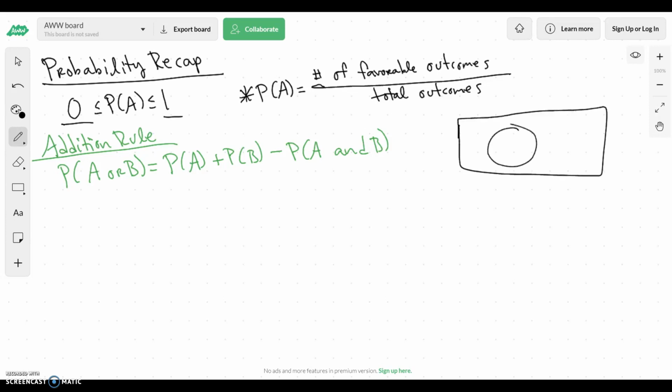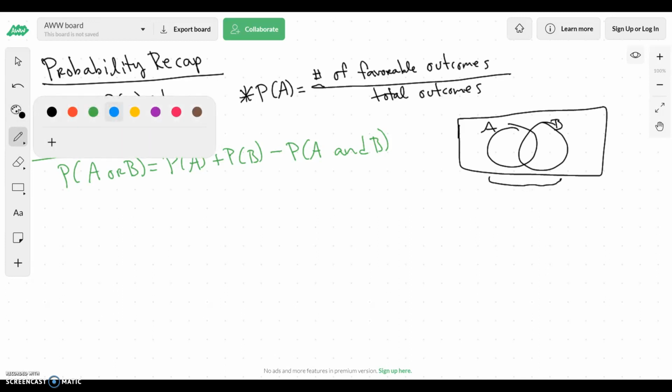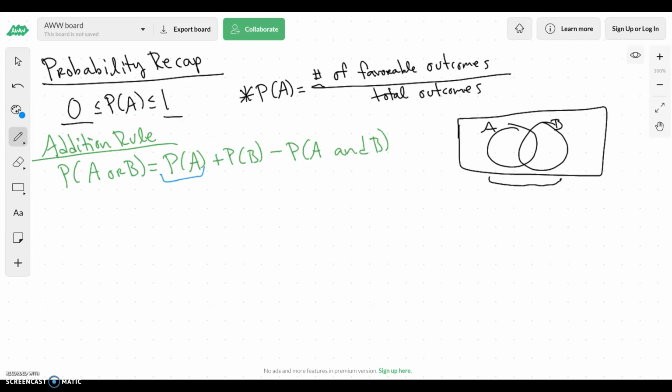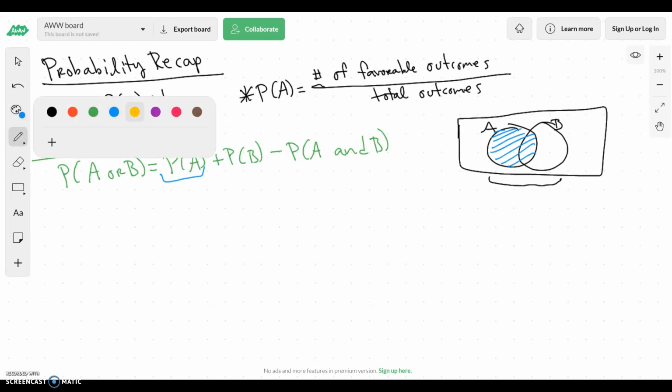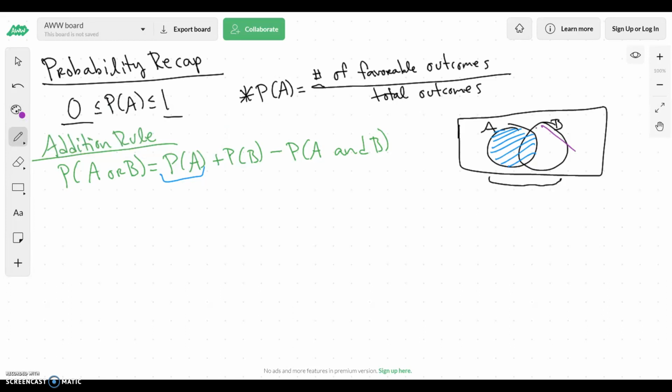Let's say, for example, we have this Venn diagram, and we have two different events, A and B. In order for me to figure out A or B, I need to figure out the entire area of these two circles. If I wanted to find the probability of A, I can shade all of A. And if I wanted to find the probability of B, I can shade all of B. But once I've done that, notice that I've actually shaded in the middle part twice. So that's why we are subtracting this extra probability of A and B, so that we have just the circles themselves. That's really what we want.